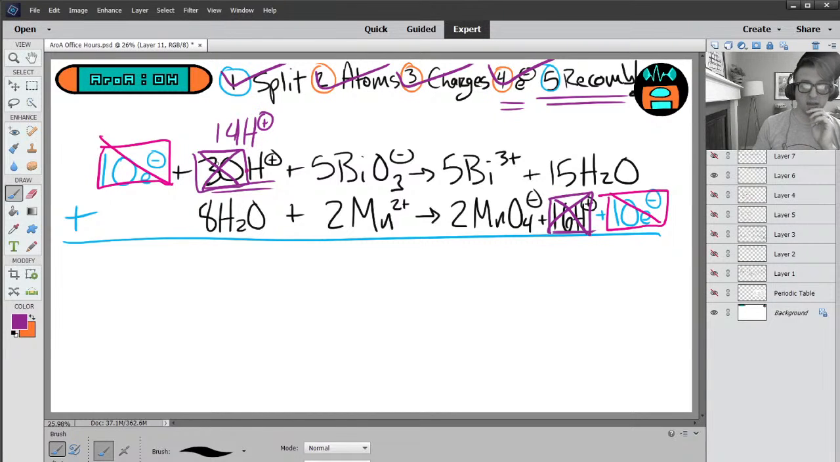We also have some amount of water that can cancel as well. We have 8 water molecules on the reactant side and 15 on the product side. So this 8 cancels 8 of these, leaving us with 7 molecules of water.